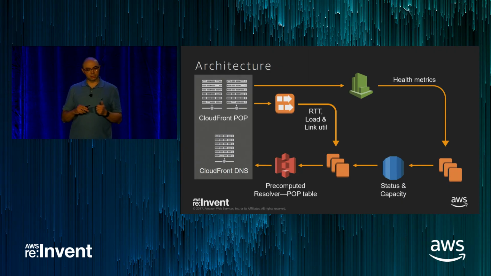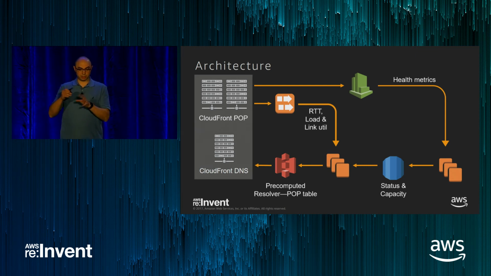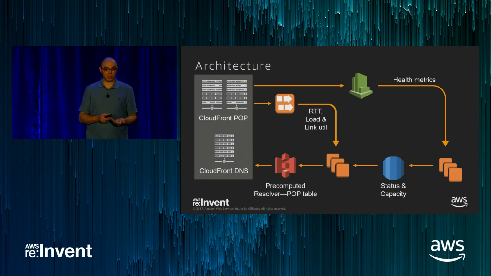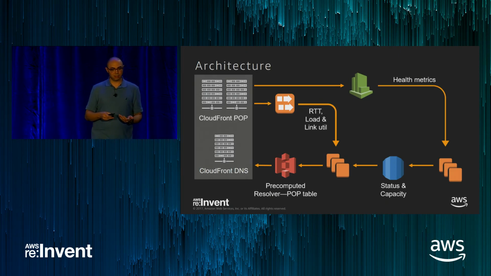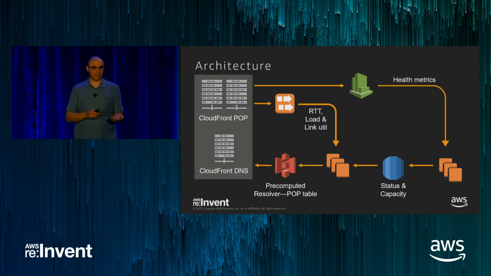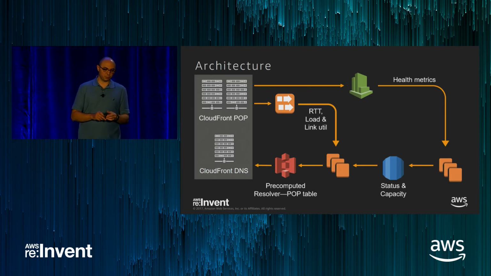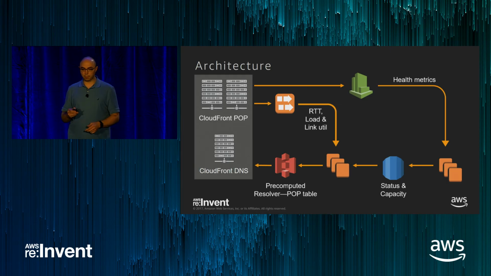We also have the POP health feedback loop on top of that, which reads health metrics, processes them using EC2, and stores a capacity value inside RDS, and then that feeds back into that first system telling us how much load a POP can take. Can this POP take this much load? Should it take less? And that also feeds into the pre-computed resolver to POP table.